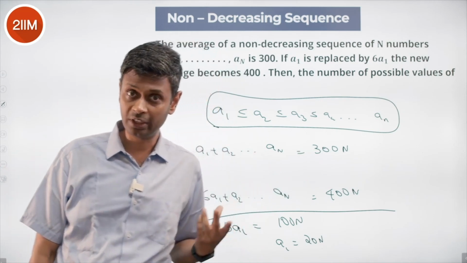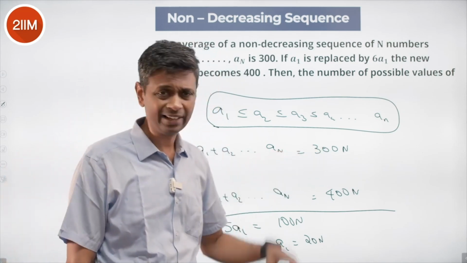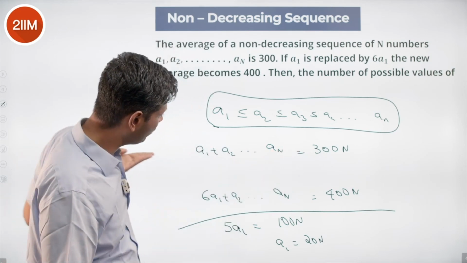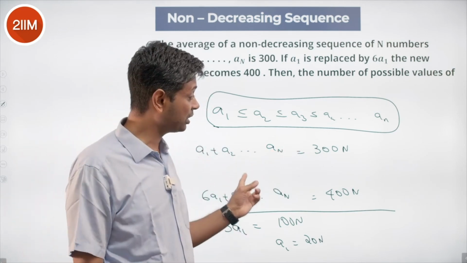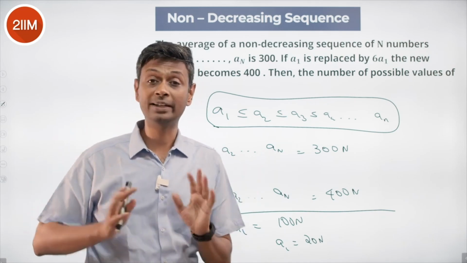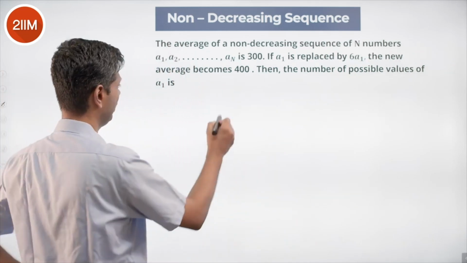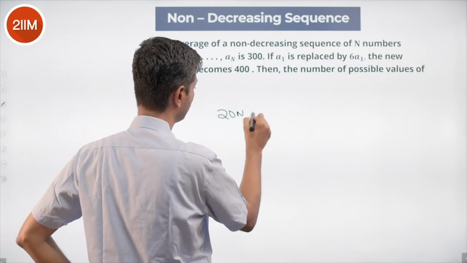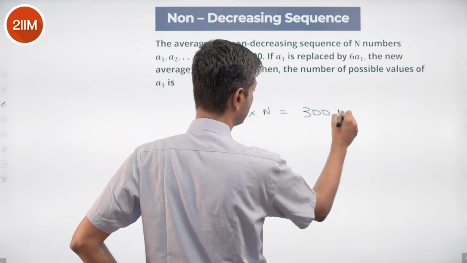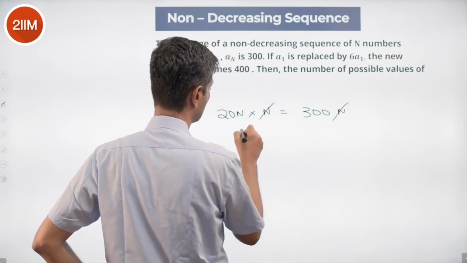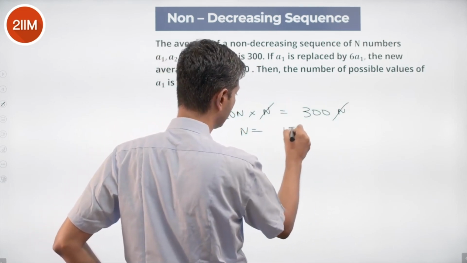Each of them is at least 20. Should be adding up to 300. We put all of them as 20. It's a minimum possible scenario. In that situation, adding up to 300, let's find what value n can take. Or we say 20n into n. All of them are equal. We get to 300n. Or n is 300 by 20.